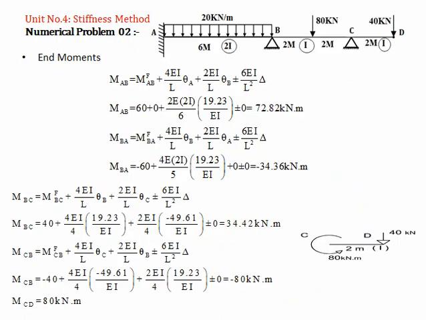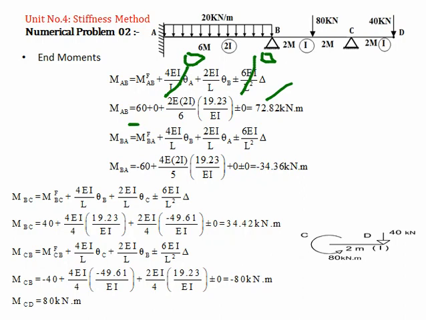So M for a span AB, MAB is equal to MFAB plus 4 EI by L into theta A plus 2 EI by L into theta B plus minus 6 EI into delta. Substitute the value of theta A and theta B. Here theta A will be 0 because our support is a fixed support. Delta will also be 0, no sinking, no rotation due to the sinking of a support. So delta will be 0.